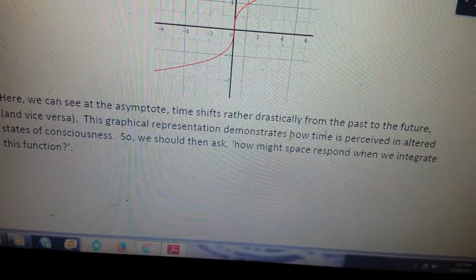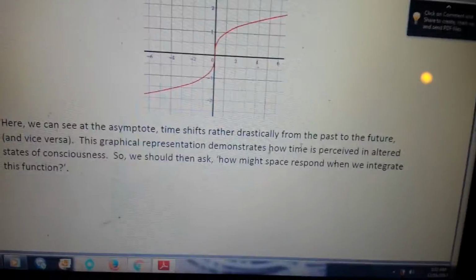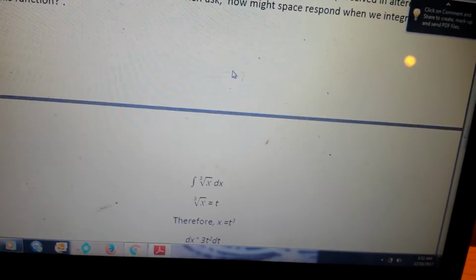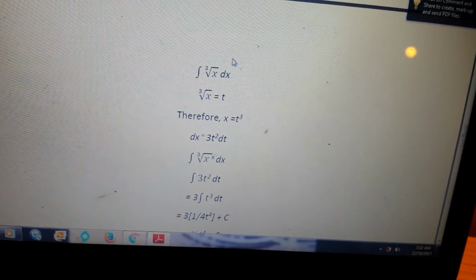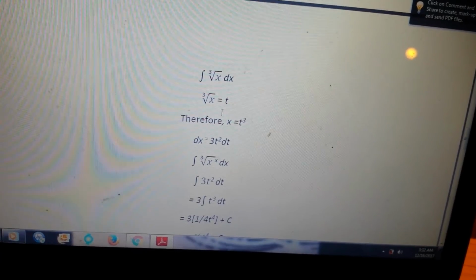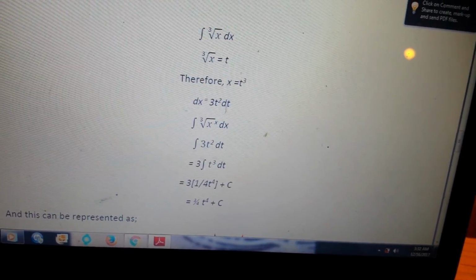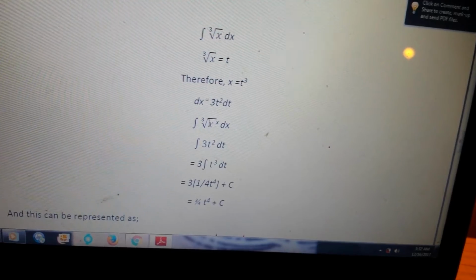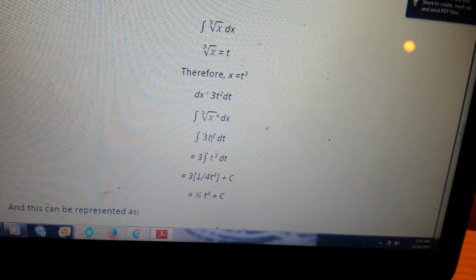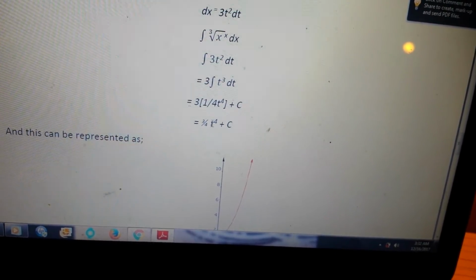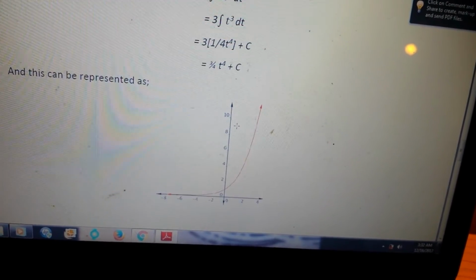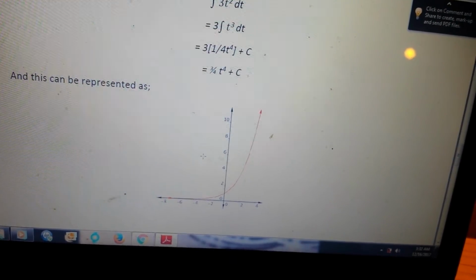So, we should then ask, well, how can we integrate this? What are we going to do? How can you integrate this, and what's going to happen when you do integrate it? So that's what I did. So you just integrate this function, you get t, therefore x equals t cubed, and you just work through this doing some calculus, and you end up here. This is the answer, this is the solution. And this is represented graphically like this.